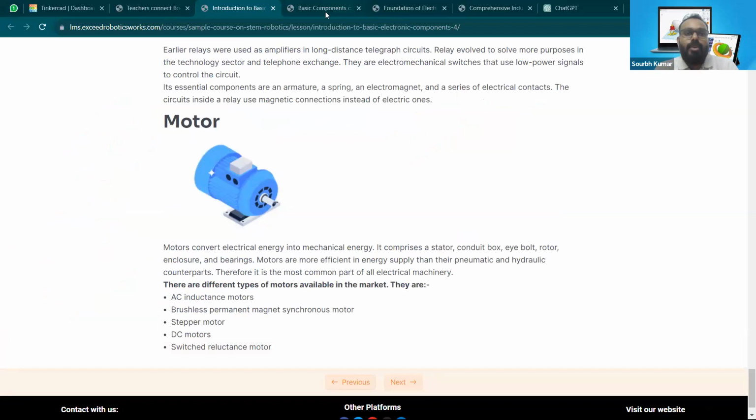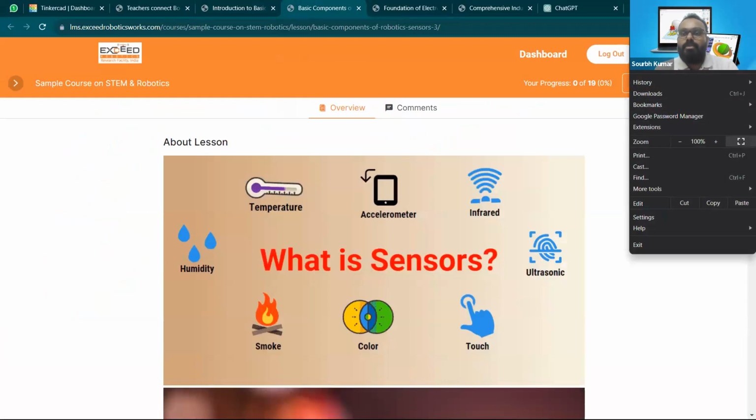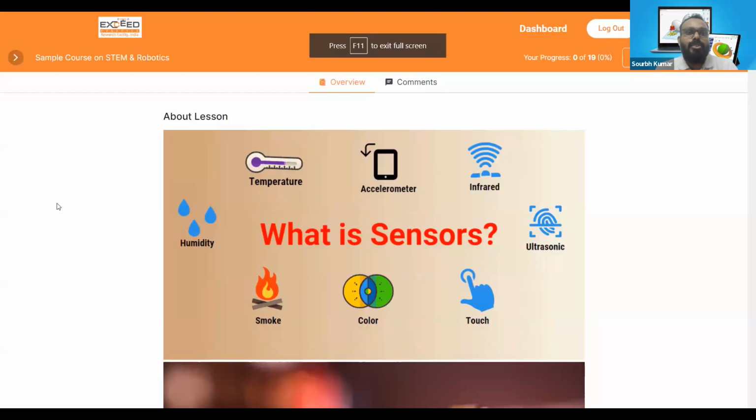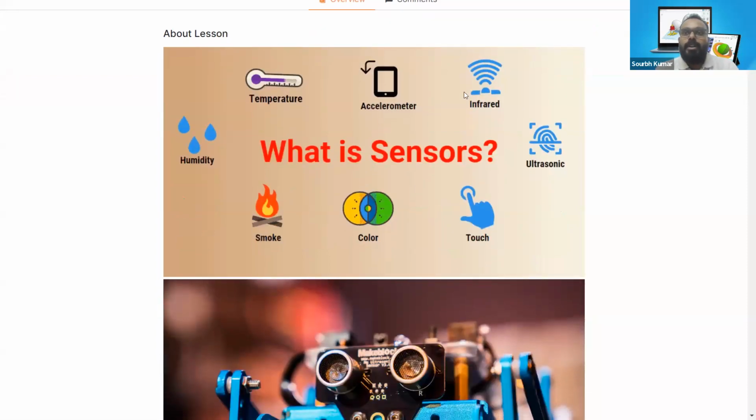Okay, great. I hope each and everyone understood the concept of basic electronic components. Help me with your doubts. If you have any doubts, please help me with the question. Then we'll further explore the sensor part in today's classroom program. Does anyone have any doubts about electronic components and all?